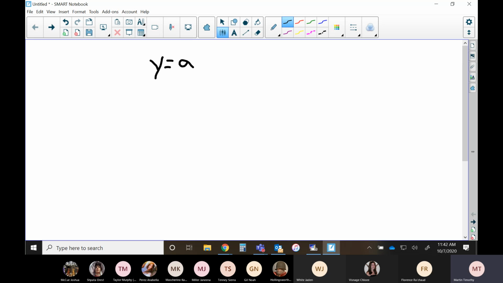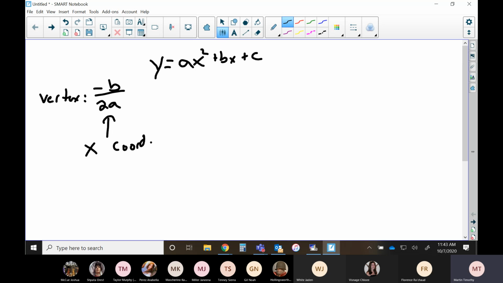So there is a way to find the vertex. Remember, the vertex is the most important point when I graph. So the way I'm going to do this is I'm going to say the vertex is the opposite of b over 2a. Now, that is only the x coordinate to the vertex. What's the problem? What does our vertex consist of? It consists of an x and a y, correct?